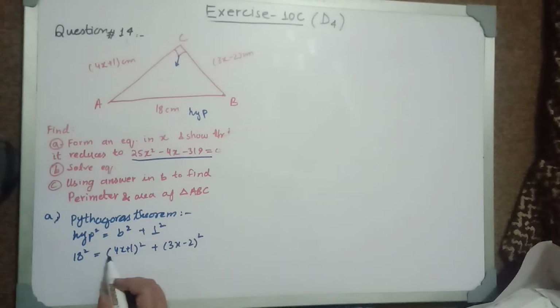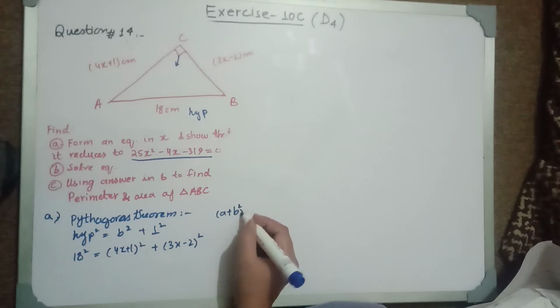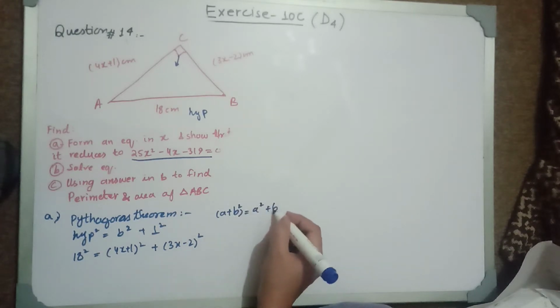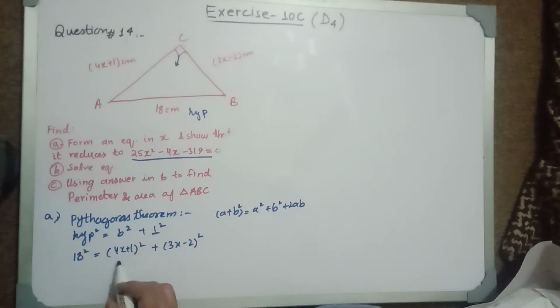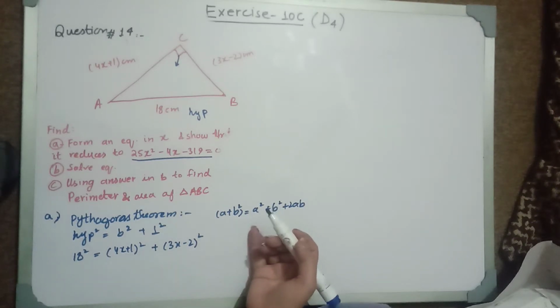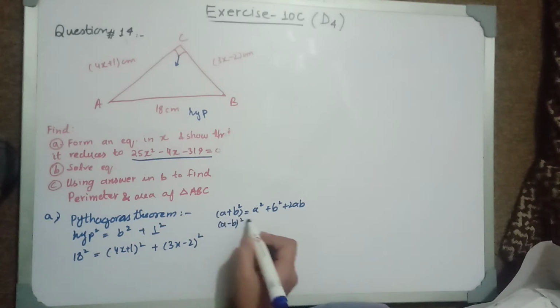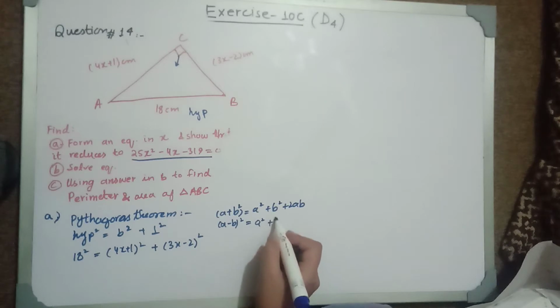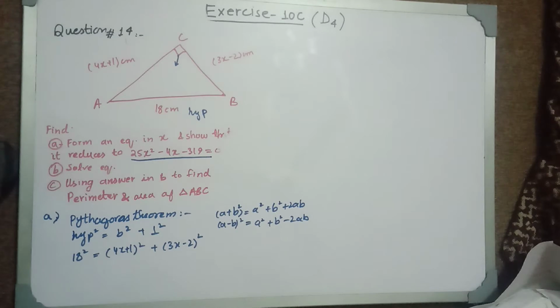Now I can't open this directly, but I'll use the form (a plus b) whole square is equal to a square plus b square plus 2ab, right? So just keep in mind that whenever you have this kind of form, you will open it by using this formula. And for (a minus b) whole square, we know that the formula is a square plus b square minus 2ab, right? The next thing is to apply this formula over here in this case.